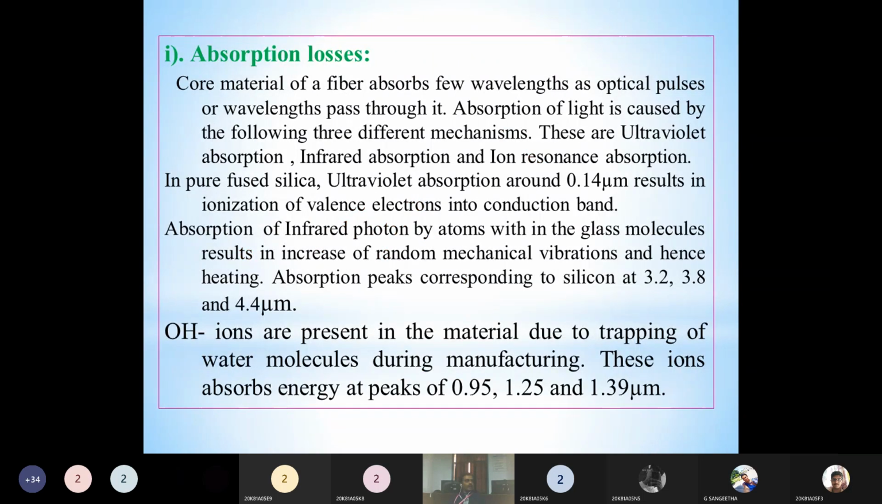Before going to this absorption loss, I will discuss a general topic. Okay, suppose, see here.